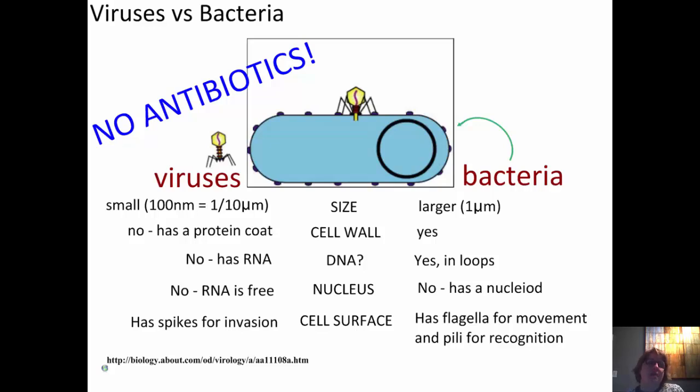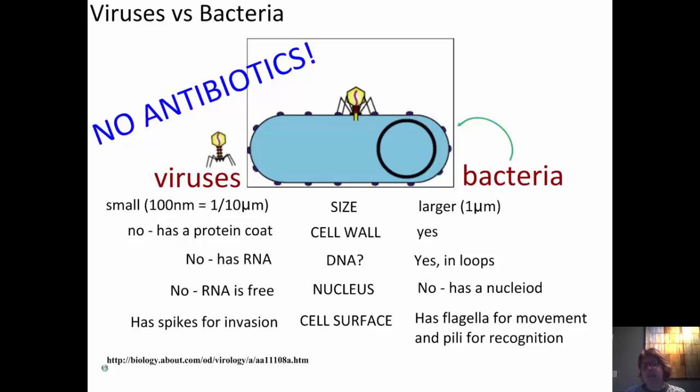All right, so quickly let's talk about viruses versus bacteria and review these concepts. Viruses are very small, bacteria are much larger. The viruses do not have a cell wall, but they do have a protein coat. Bacteria, on the other hand, do have a cell wall. Viruses don't typically have DNA. They typically have RNA. Bacteria does have DNA. It's in loops, and it does have that single circular plasmid as well. There is no nucleus in either. In the viruses and in the bacteria, it is free-floating.